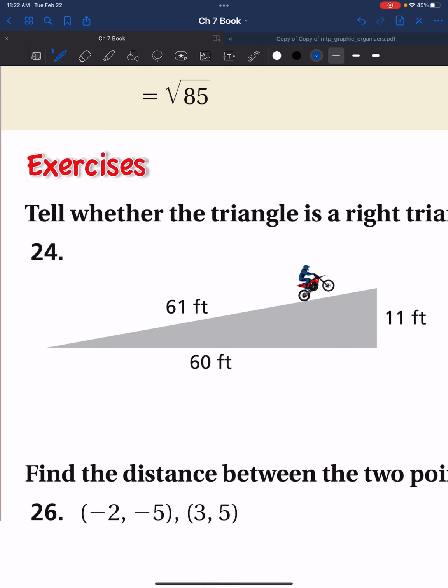We have to do the Pythagorean theorem. 60 squared plus 11 squared, should that equal 61 squared? 60 squared is 3,600. 11 squared is 121. And 61 squared is 3,721. Is 3,600 plus 121 equal to 3,721? Yes. So is this a right angle? Yes, it is. All right, let's skip 25 for now.